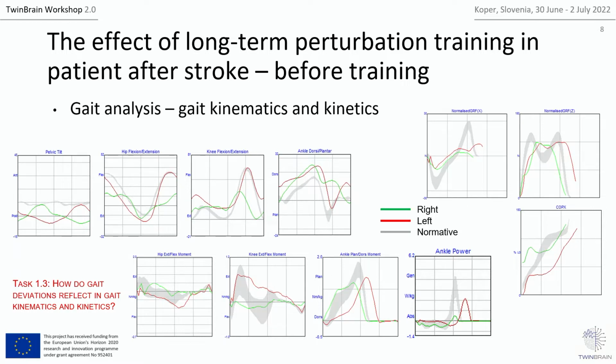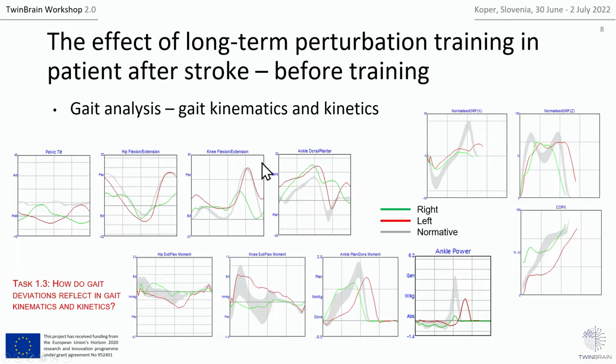Again, this is the combination of gait kinematics and kinetics. The gait kinematics is on the top left panel, the gait kinetics is on the bottom panel, and the ground reaction forces and the center of pressure are here on the right. Let's now try to identify the most dominant discrepancies between the left and right side and deviations from the normative data. The normative data are presented with the gray area.